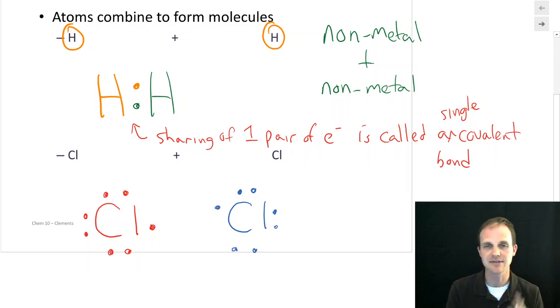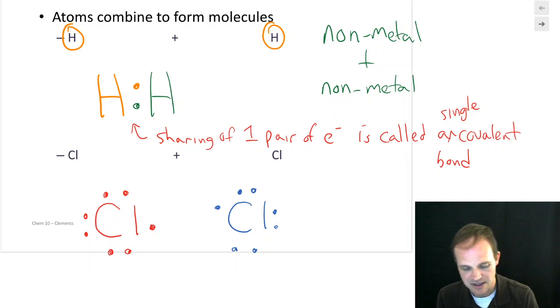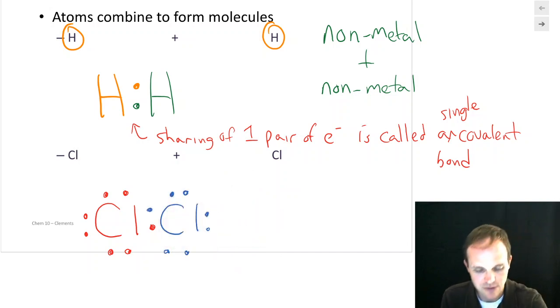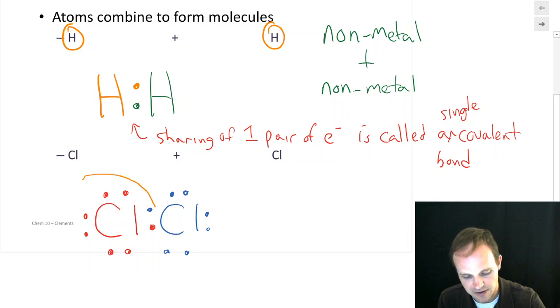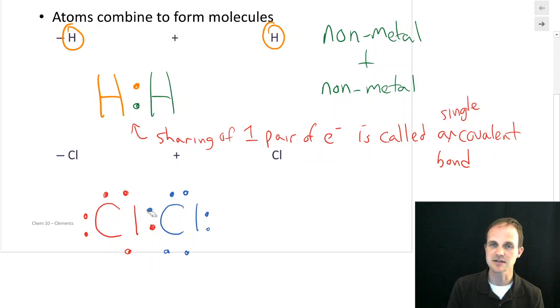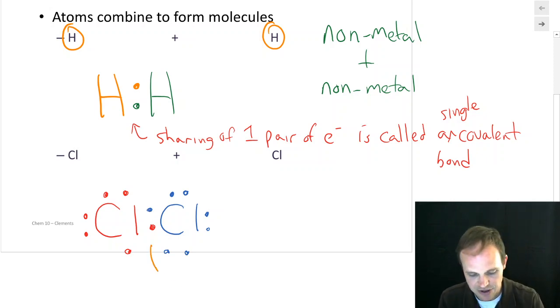How many would they like to have? 8. Octet rule. They're not going to give away and take because they're both non-metals. And who's going to win, chlorine versus chlorine? Okay. So what do they do? They come together, they hug, they share. And if we draw a circle around our red chlorine, he sees 2, 4, 6, 8 electrons. And if we do the same around our other one, our blue one, he'd see 8 electrons. Both chlorines are happy. They are sharing a pair of electrons, and we have a single covalent bond here.